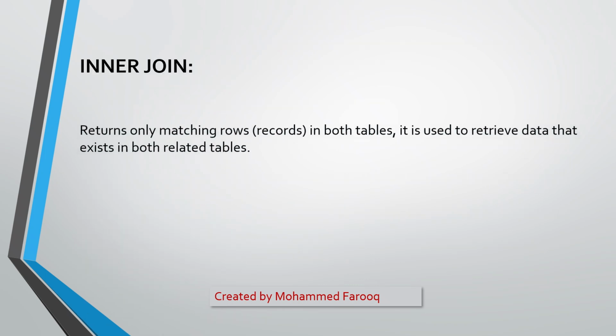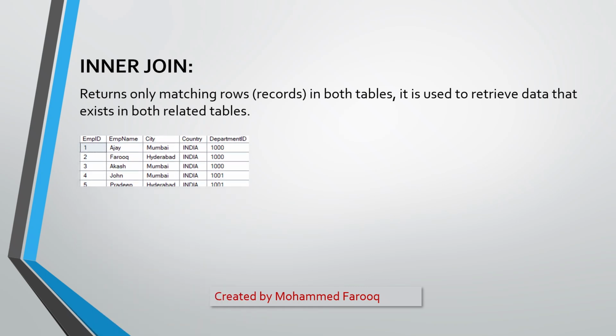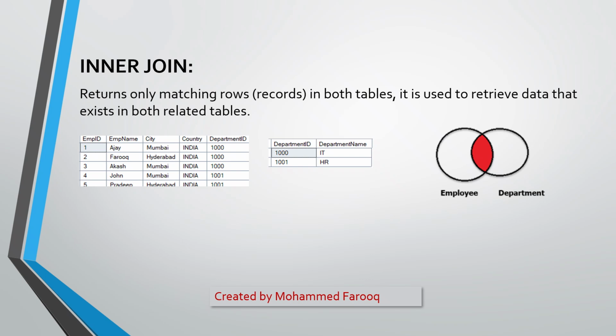Inner join returns only matching records, rows in both tables. It is used to retrieve data that exists in both related tables. So let's say I have an employee table with employee ID, employee name, city, country and department ID, and the department table, department ID and department name. So department ID is common in both the tables. So when I join, then the correlated data will be shown in the inner join.